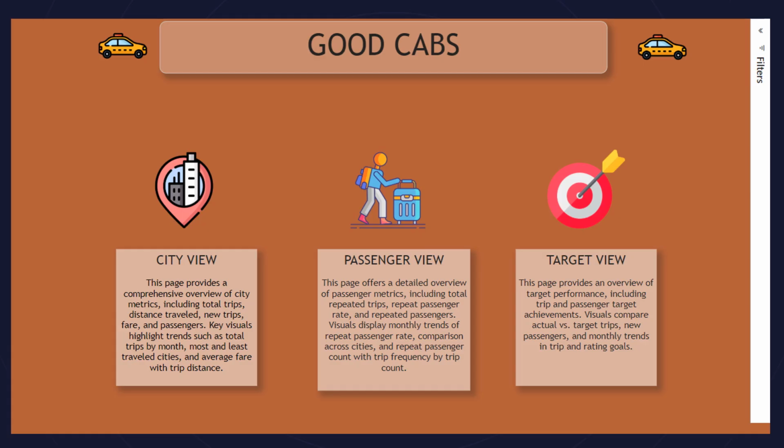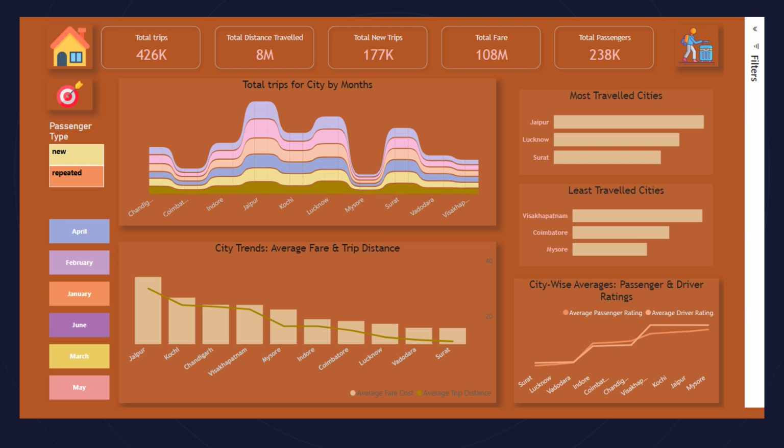This is the home page of the dashboard where we have city view, passenger view, and target view. Looking into the city view, we have metrics such as total trips, total distance traveled, total new trips, total fare, and total passengers. We can filter the data on this dashboard based on passenger type as well as the cities. You can see how the data varies by each city.